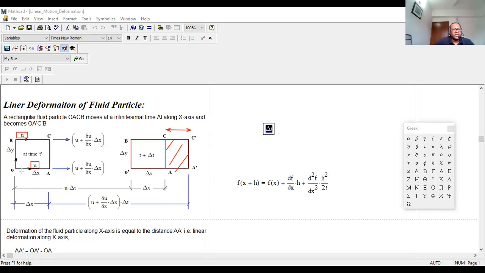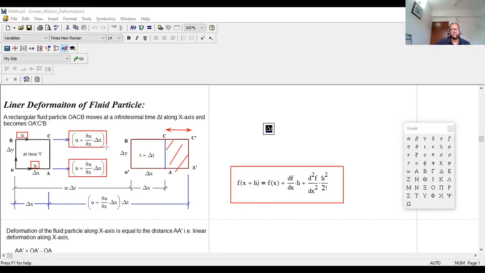So if point O velocity is u, what will be the velocity at point A? Same thing, you need to use the Taylor series. What is my A's distance? It is the del x. So u plus del u by del x into del x. This is the velocity along the x-axis of point A. Similarly, the velocity of point C along the x-axis.